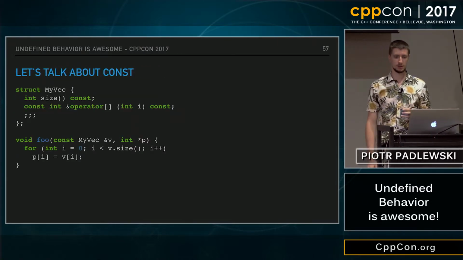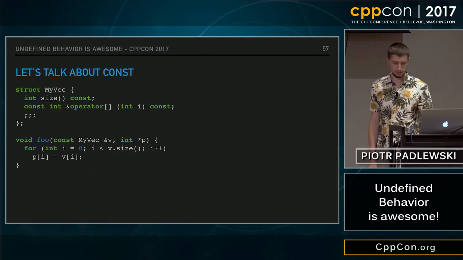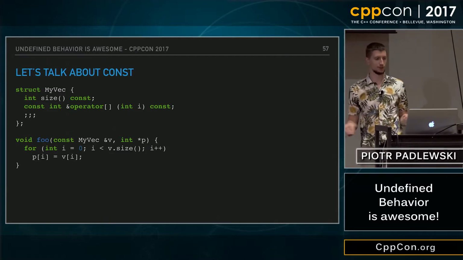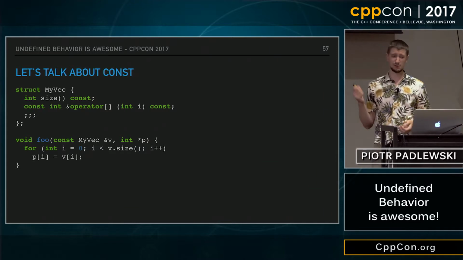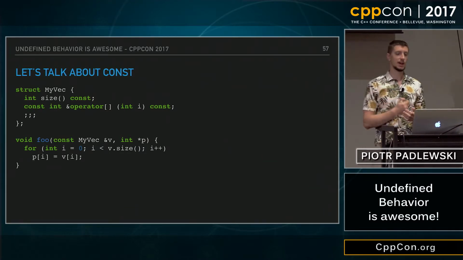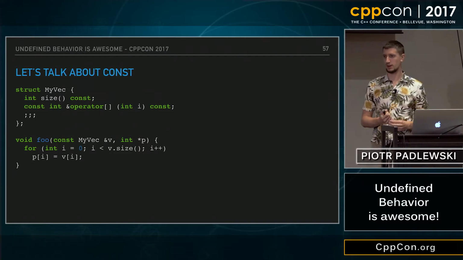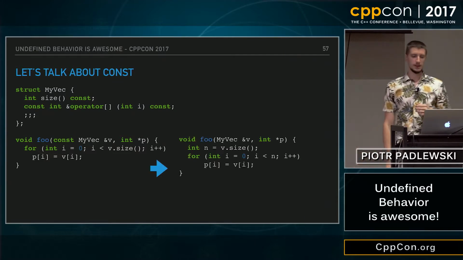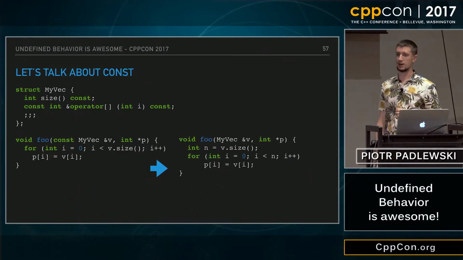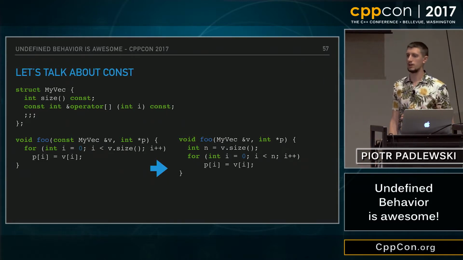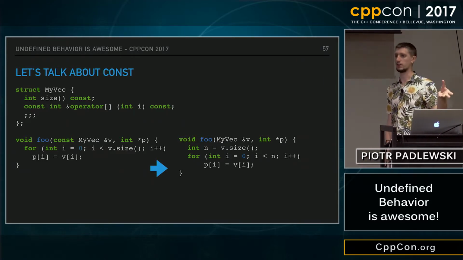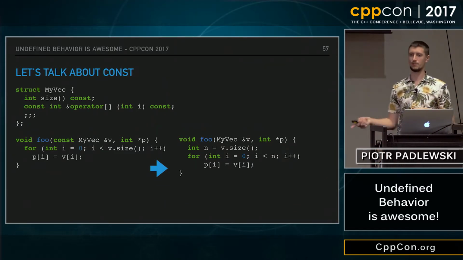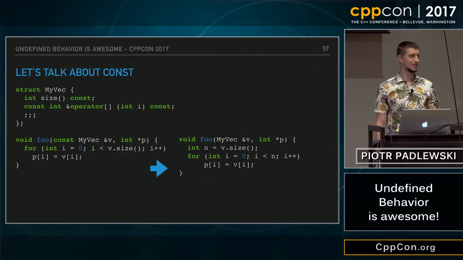So let's talk about const. Here I have some implementation of my vector, and I have a function size that is const, and I have operator square bracket that is also const. Of course, const means that I won't modify anything in my class, right? So is it legal to do this kind of thing? I'm just iterating over my things, and I don't modify anything inside of the vector, so the size shouldn't change. Can I just hoist it and not call size every time? No. Size could return just a global variable.